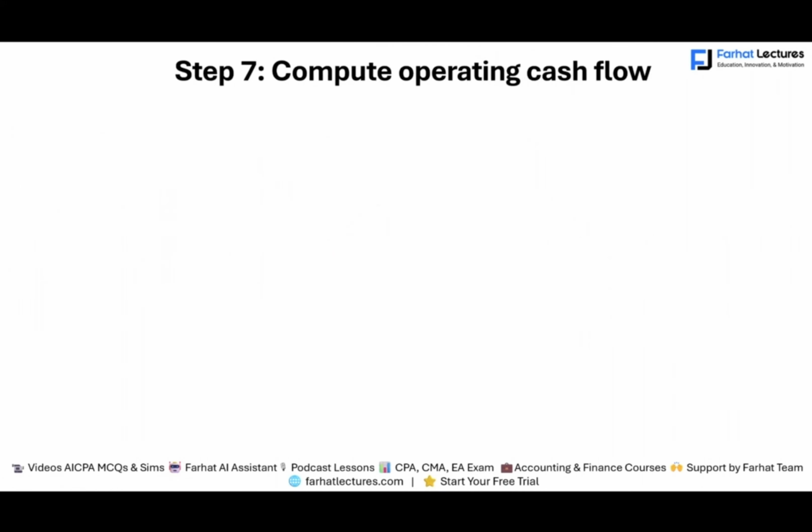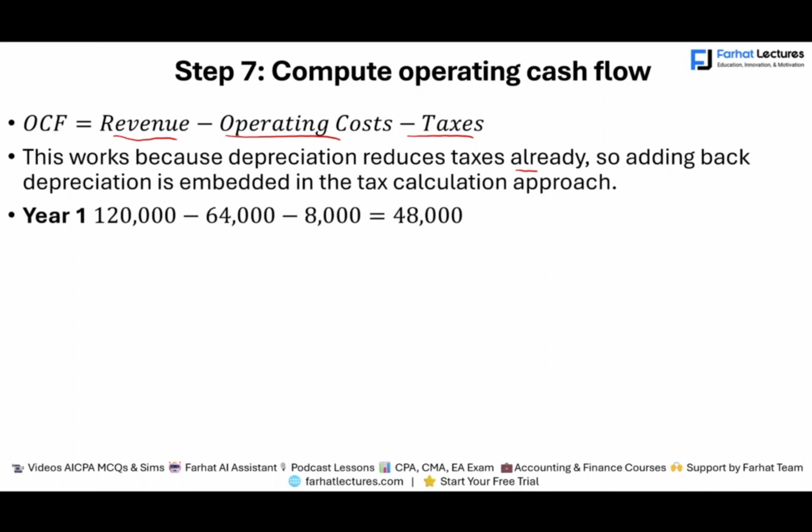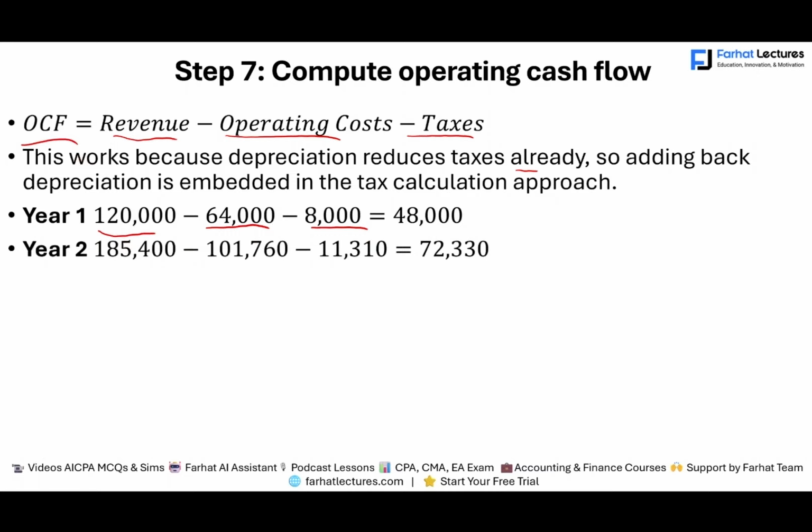Now what do we do with the tax bill? We need to subtract the tax bill. Now we're going to take revenues minus operating costs minus taxes. Again, I'm showing you this step by step. The operating cash flow. Well, this works because depreciation reduced taxes already, so adding back depreciation is embedded in the tax calculation approach. So all we have to do now to come up with operating cash flow is take revenue minus operating cost minus taxes, because rather than adding the depreciation, it's taken into account. So we'll take revenue minus operating cost minus taxes, which will give us $48,000 of cash flow in year 1, operating cash flow, OCF. Year 2, $72,330.